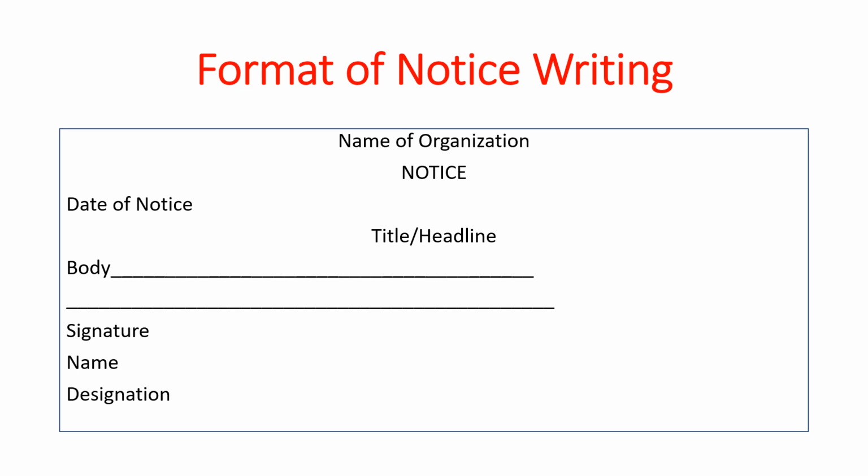Now I'll repeat the format: firstly you have to put your notice in a rectangular box. In the first line you'll be writing the name of the organization that is issuing the notice. In the second line you'll write the word notice in block letters. In the third line, left hand side, you'll be writing the date of the notice. In the fourth line you'll be giving a suitable headline to your notice. After that you'll be covering the body of your notice. And after the body there will be the signature, name and designation of the authority who is issuing that notice.